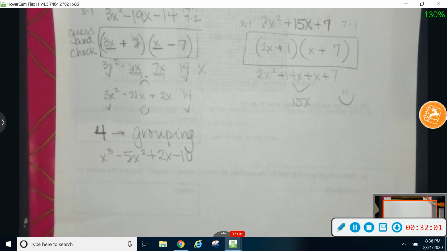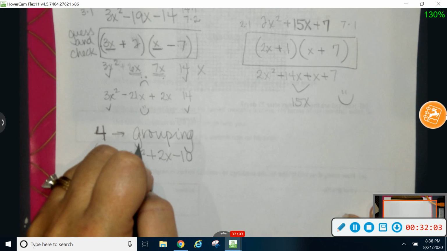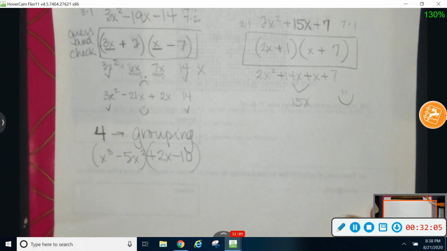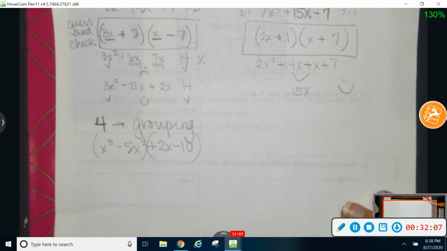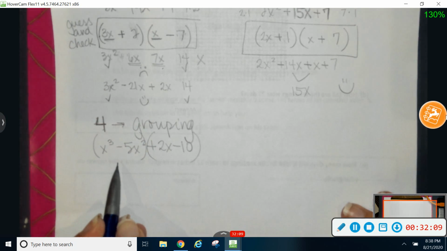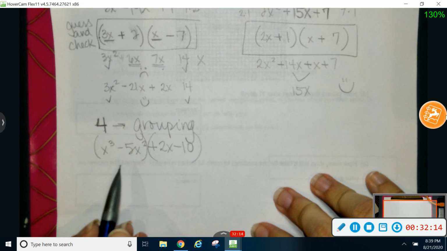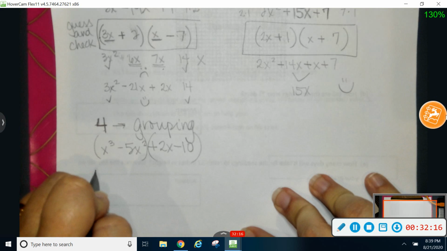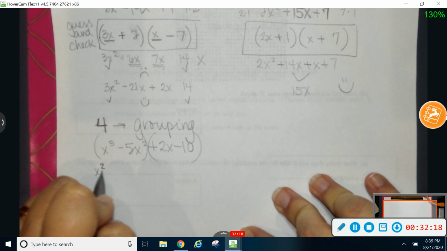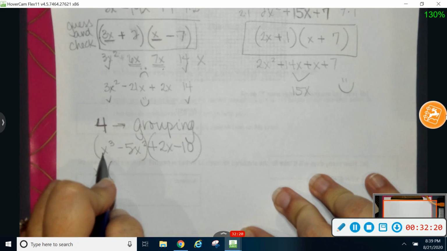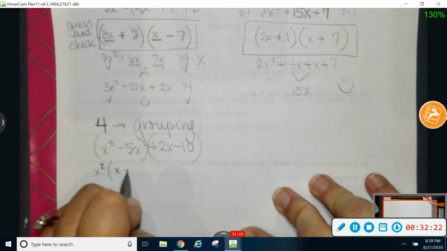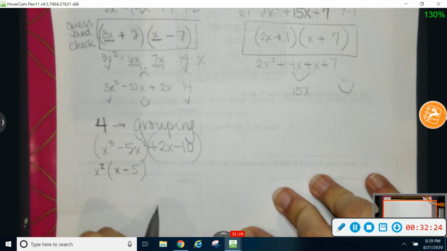All right, 4 terms, grouping. How does this work? I do exactly what it says. I'm going to group the front 2, I'm going to group the back 2, and then I'm going to start back over with that GCF process. If I look just at these front 2 terms, what do they have in common? They both have an x squared at the most. So I'm going to take out that x squared, and I'm left with 1 single x and a minus 5.